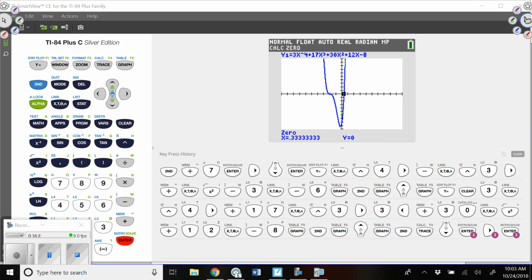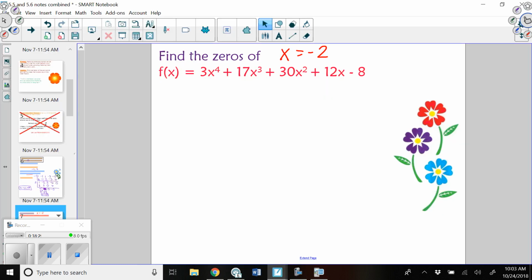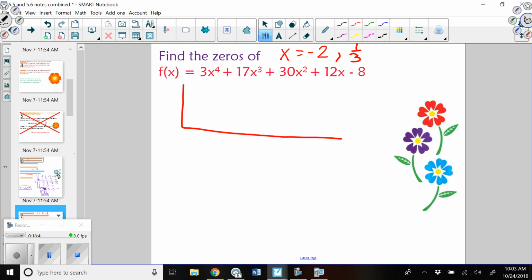So it gives me 0.3 repeating. That's 1/3. All right, 1/3. There we go, 1/3. All right, so now do I have enough answers to get me to a quadratic? Yeah, I do. So now we can set up our synthetic. Are we missing any terms first? No. Okay, so 3, 17, 30, 12, -8.